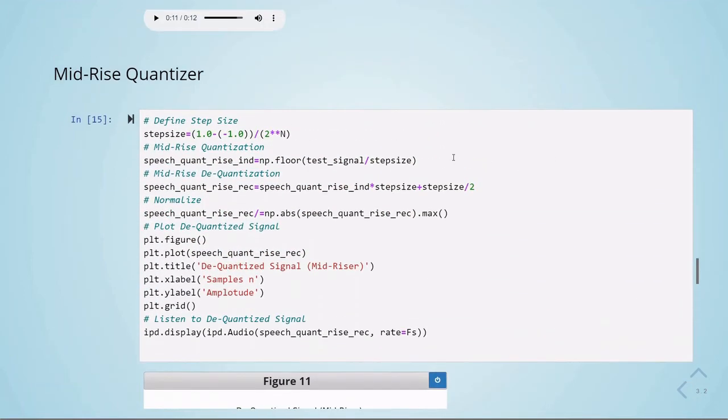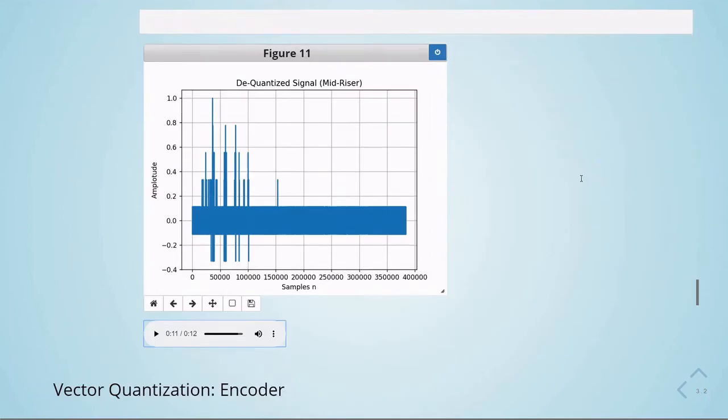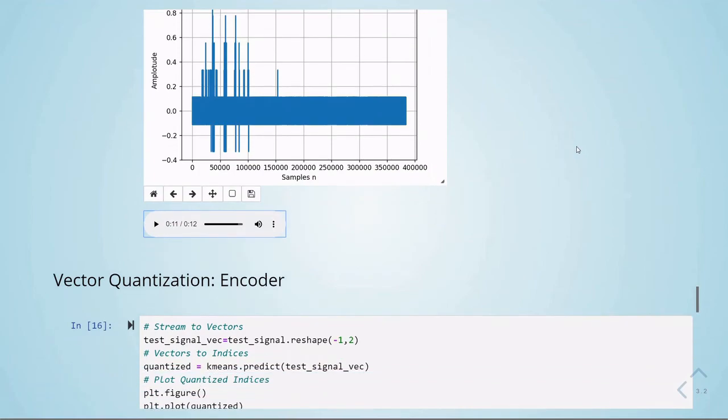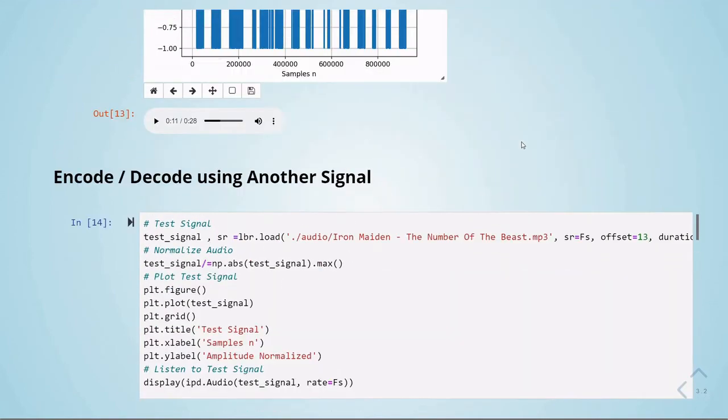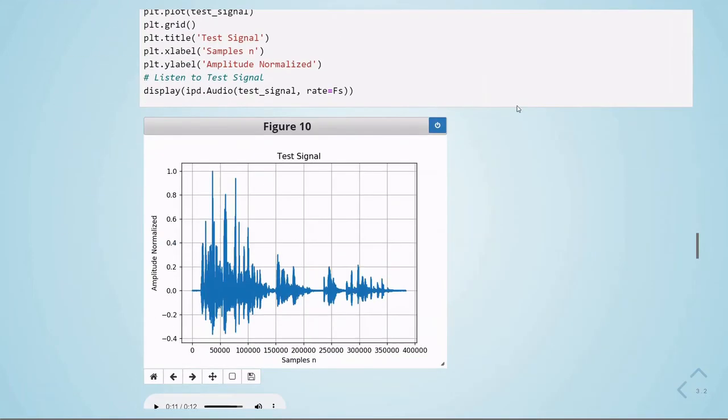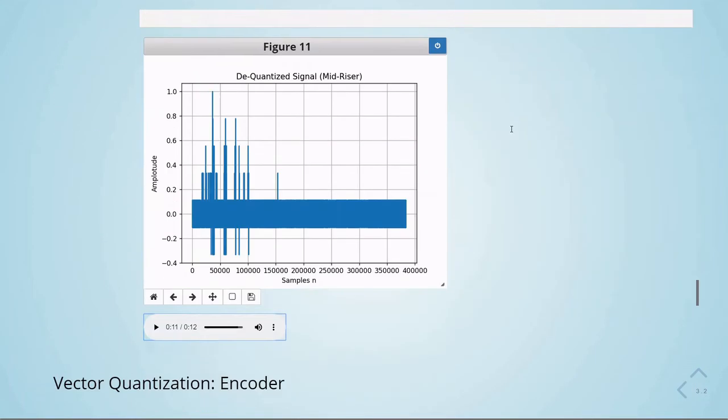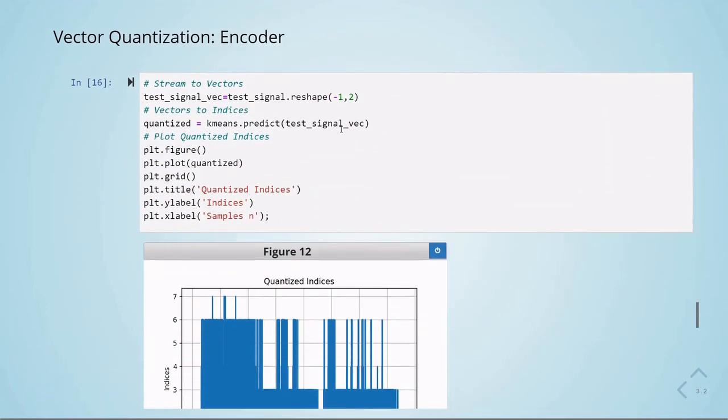So we see a lot of distortion here. We're using the same number of bits, so we're using 3 bits for this mid-rise quantizer. But now let's see how it would sound if we use vector quantization, using the code book that has been trained using ACES High. So this is what I'm doing here now. This is the vector quantization.